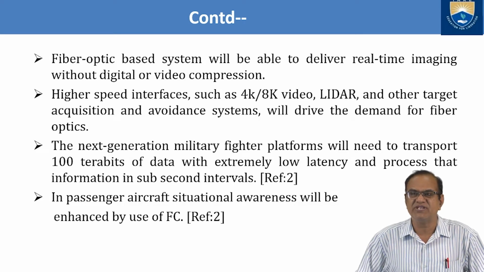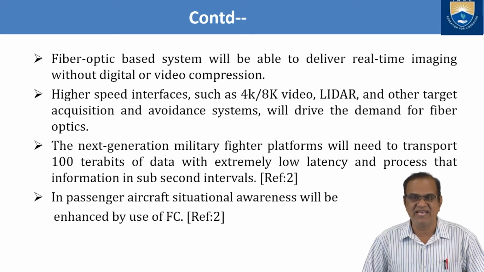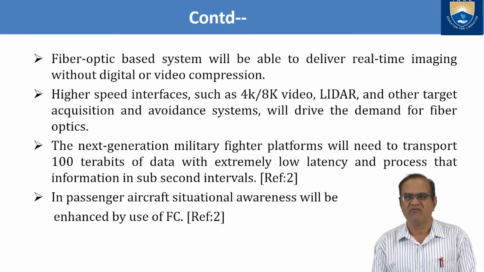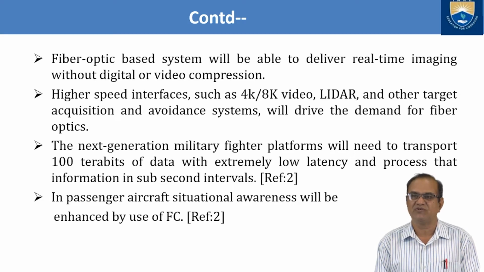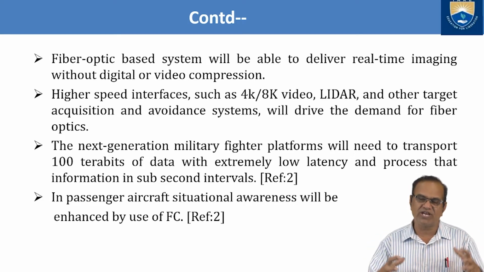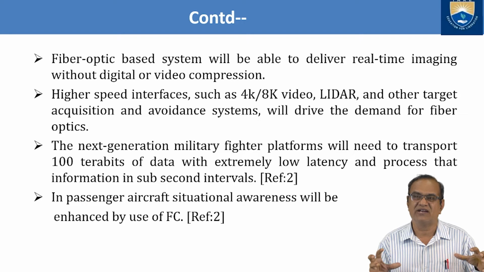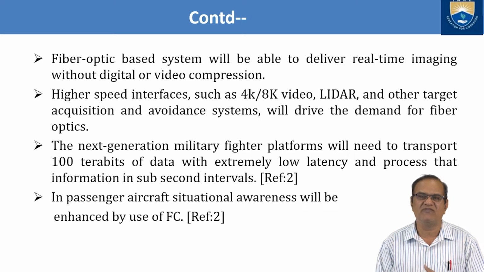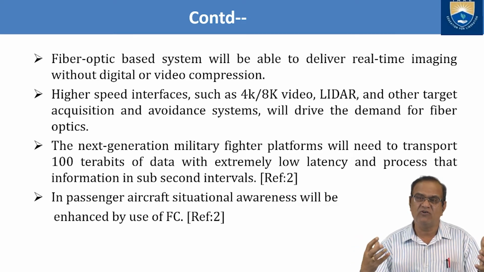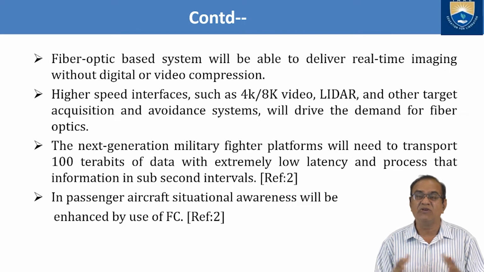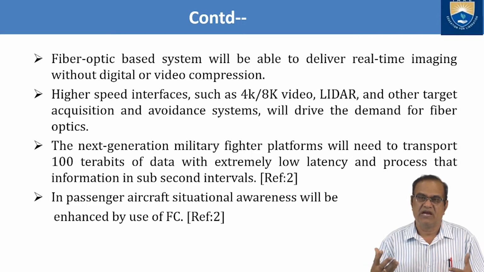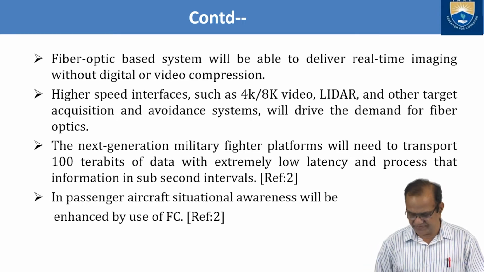Passenger aircraft situational awareness will be enhanced by the use of fiber cable. Not only military aircraft, but passenger aircraft nowadays also use situational awareness, because where is the location of your aircraft? There is an anti-collision system, called TCAS. That also needs a huge amount of data so that it can find out its situation and nearby aircraft which are flying. So the autopilot, or automatic control of the aircraft, can be achieved.